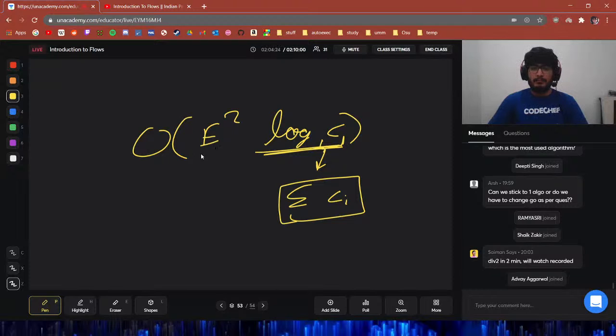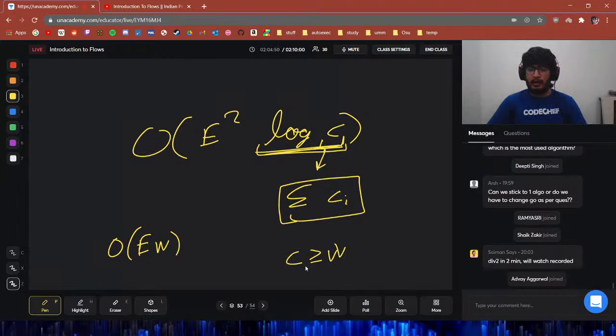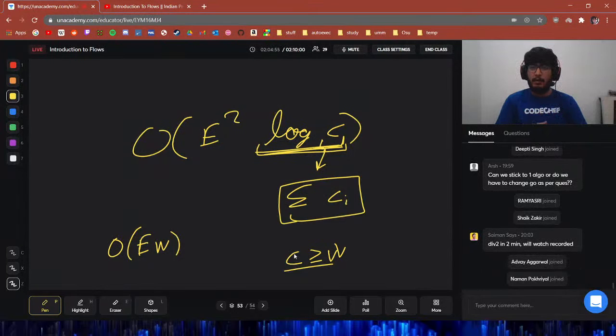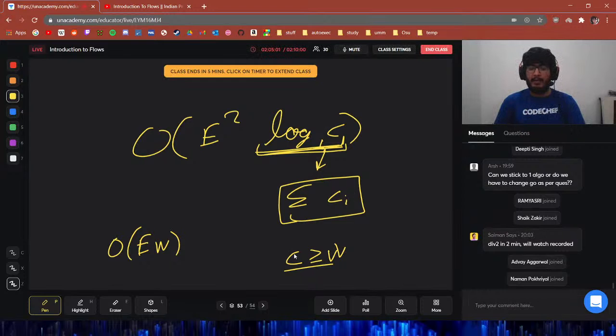But basically select some C, and because we are halving at each point, it's coming out to be E square log C. This also depends on the final flow, right? Just like the initial Ford-Fulkerson, where the time complexity was big O of E W, right? C is always going to be greater than or equal to the W, right? So this also depends on the final flow, but here the time complexity is considerably less. This is still polynomial time complexity, right? This is not pseudo-polynomial time complexity.